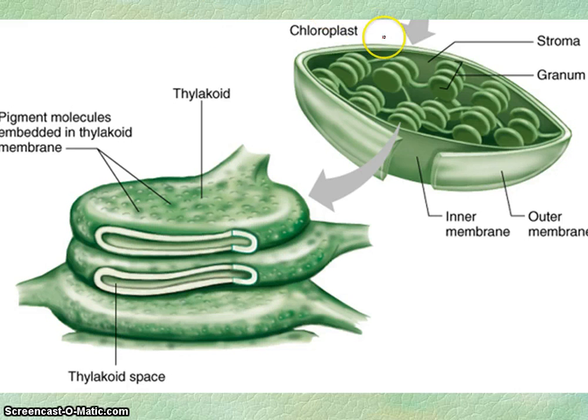Okay, so the structure, we have the liquid, which is the stroma, and then we have the thylakoids that are made up into stacks from the grana. Okay, and again, remember the chloroplast has a little DNA and a little bit of RNA. Okay, so this is very, very important in the process of photosynthesis.